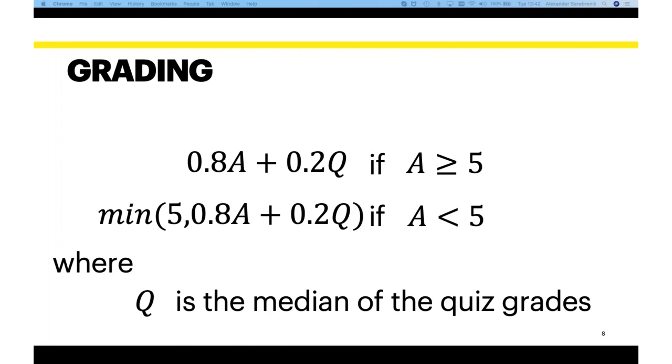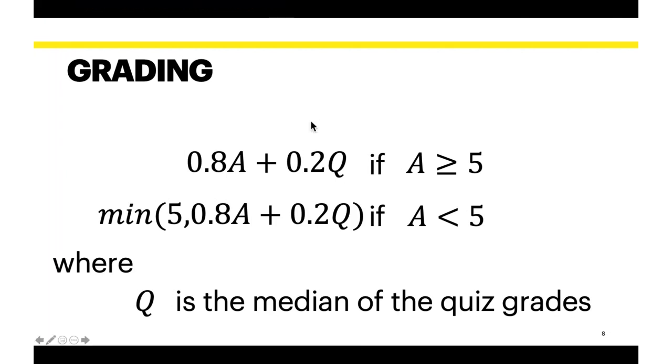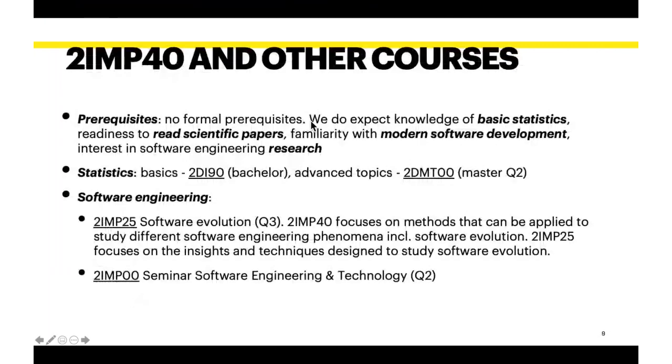So of course, 2IMP40, the course we are discussing now, is not the only software engineering course, it's not the only course in our master programs. So how is it related to other courses? There are no formal prerequisites. We do expect knowledge of basic statistics, so those of you who know what the differences between median and average are, that is good for them. I mean, we also expect a little bit more than that.